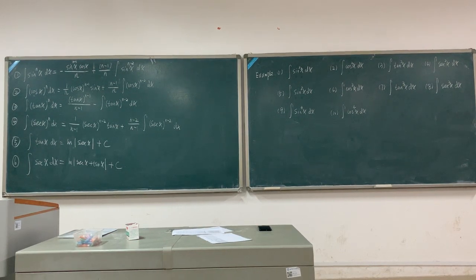Minus cosine by a plus n minus 1 by a. So here this is not, yeah, 2 minus 2. So 2 minus 1. Minus 2. Then 2 minus 2.